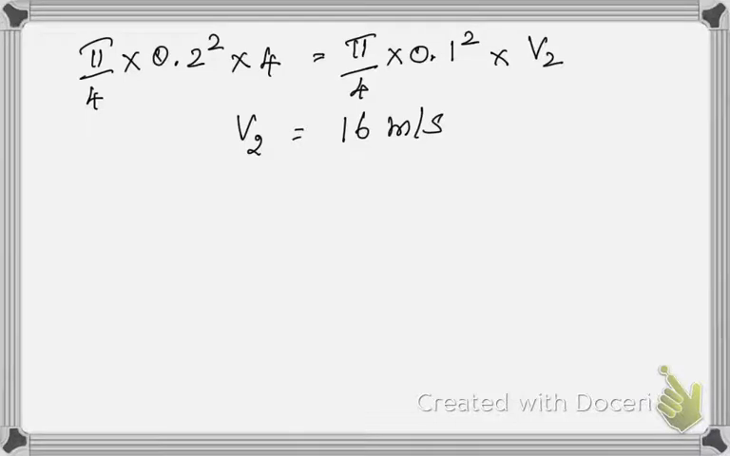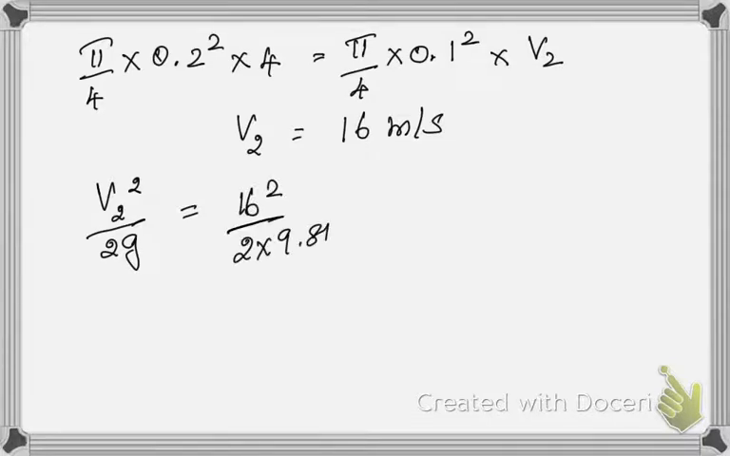The velocity head formula is V2 squared by 2g. V squared by 2g is the velocity head. Since it is section 2, I am writing V2 squared by 2g, which is 16 squared by 2 into 9.81, which is equal to 83.047 meter.